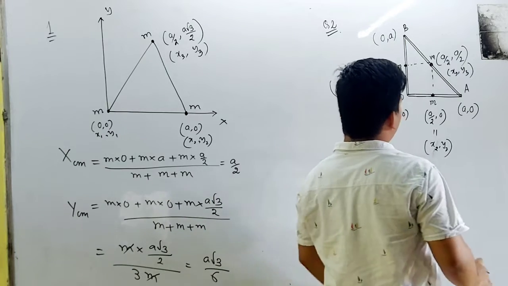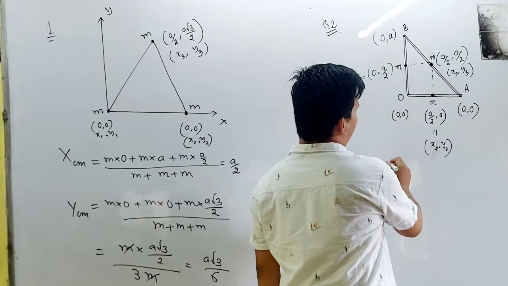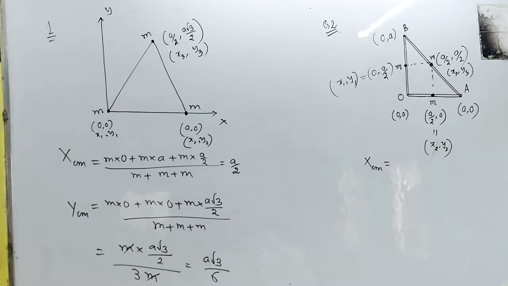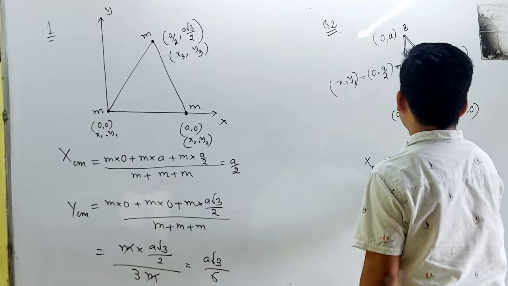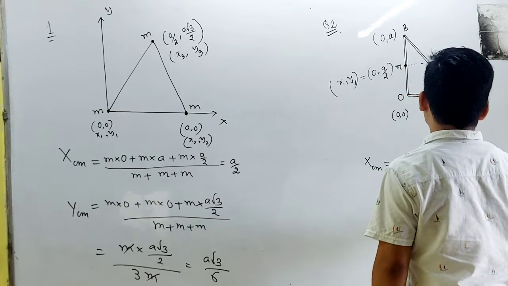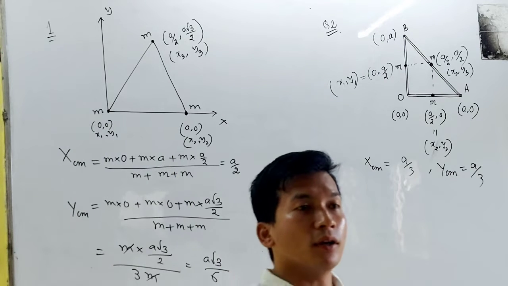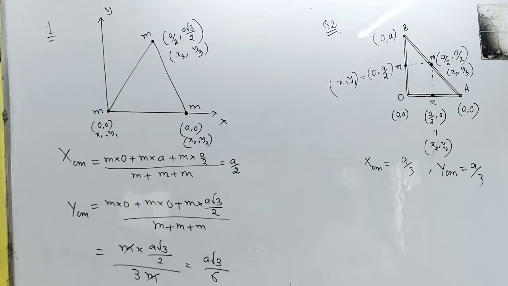Now you evaluate the value of xcm and ycm and you will get the answer. xcm will be a by 3, ycm will also be a by 3. This is the deduction of a given rigid body into point masses, and that is enough for finding out the coordinates.